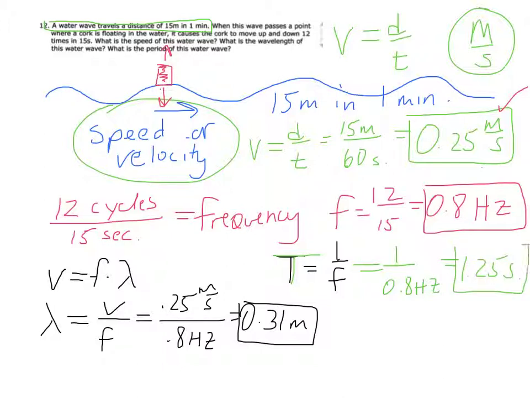seconds. So that one was a little bit tricky because it didn't give you the frequency. You just had to read the sentence and know that when it's telling you something's moving 12 times in 15 seconds, that's the frequency. And you had to know that you had to use this part here in red to figure out the wavelength and to figure out the time period.